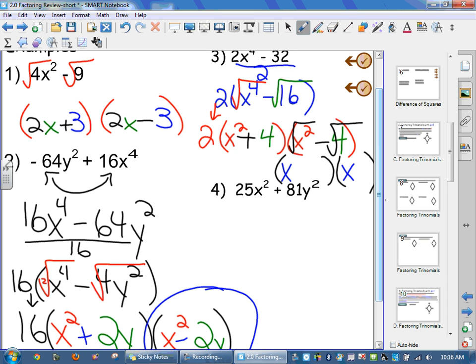Now, what was attached in front needs to stay attached. So that means our 2 comes down, and so does our x squared plus 4. It stays attached. So now our final answer is going to have that 2 in front, and then 3 sets of brackets behind it. Is that okay? Absolutely. You can go as long as you can. Okay?